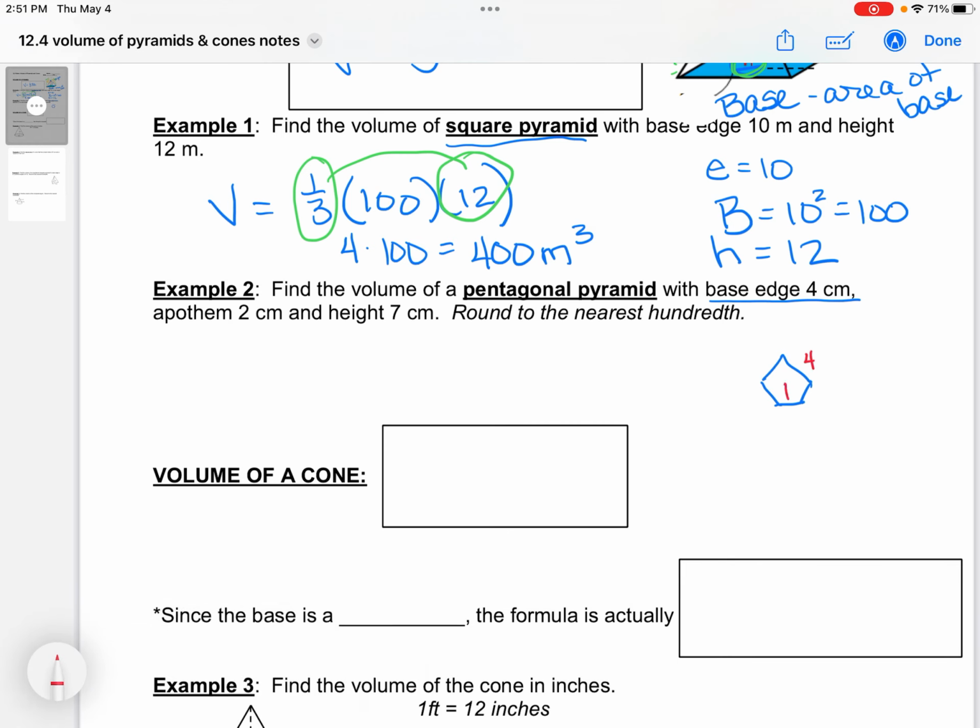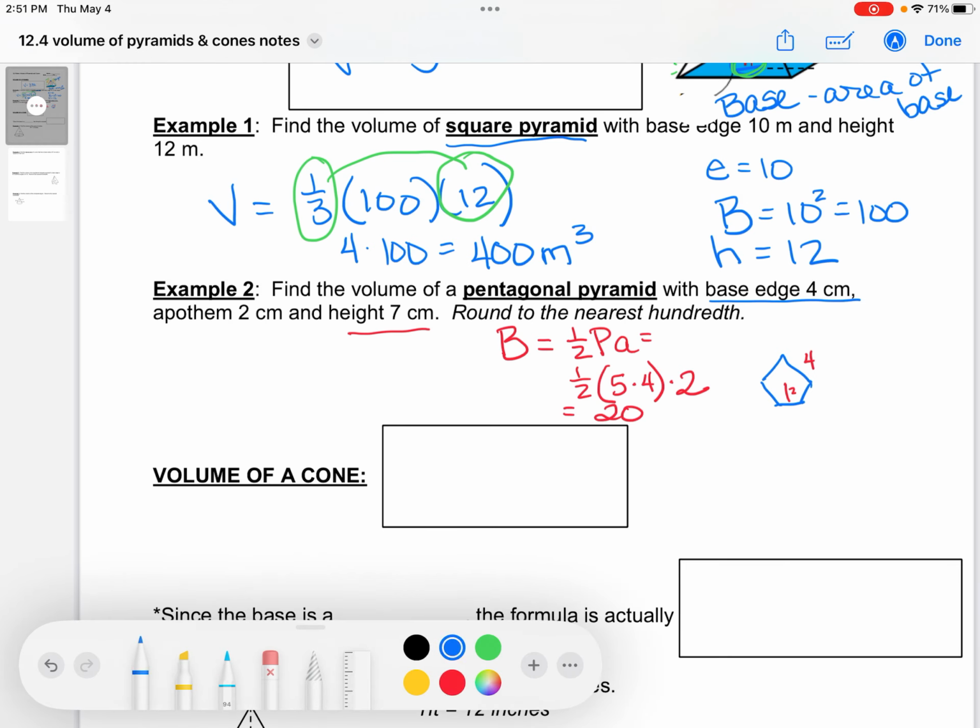Okay. So what we have is, the base edge is 4, the apothem is 2, and the height is 7. So to find the big B base, I'm going to do 1/2 perimeter times apothem. So I'm going to have 1/2. Well, the perimeter is 5 times 4, because it's going to be 4 plus 4 plus 4 plus 4 plus 4. That's 20. And I'm going to multiply that times the apothem. So that's going to end up being 20.